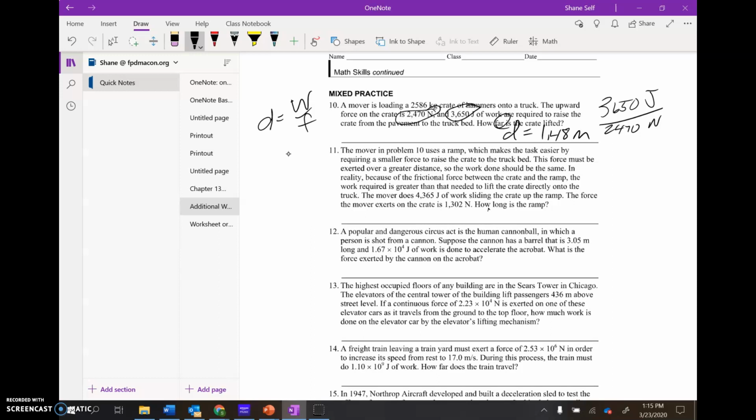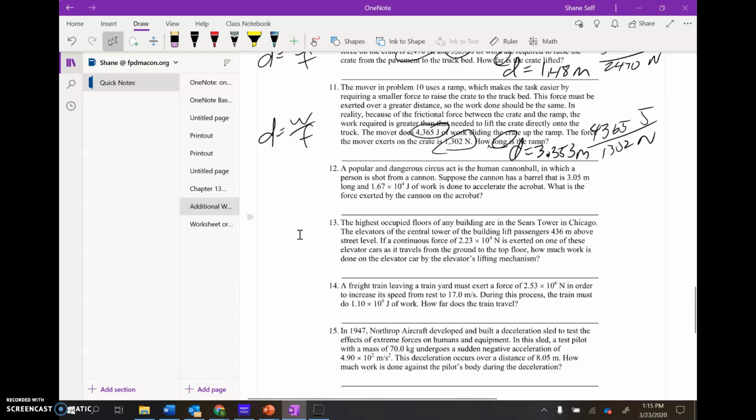What do they want? They want a distance. So we need a work and the force. Lo and behold, that's the 2 numbers they gave us. Work goes on top. We know this is it because it has joules. 4,365 joules over force, 1,302 newtons. And our distance then will be 3.353 meters. Significant digits.